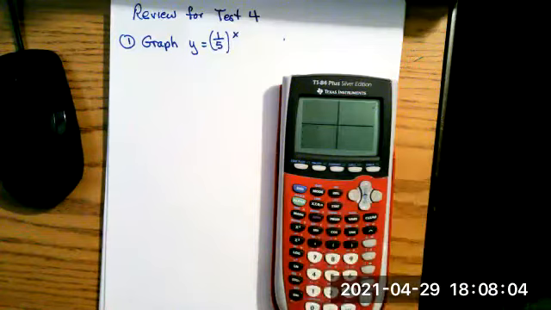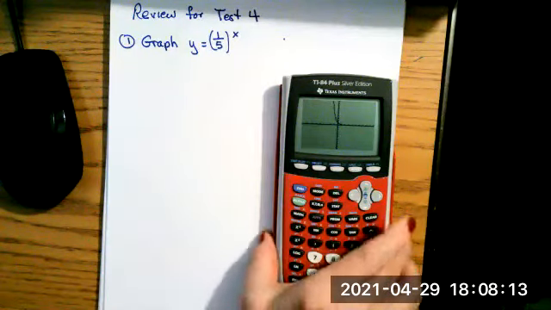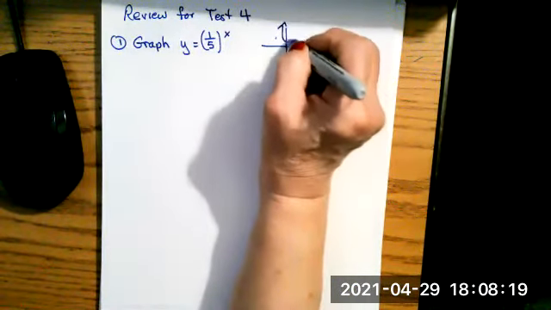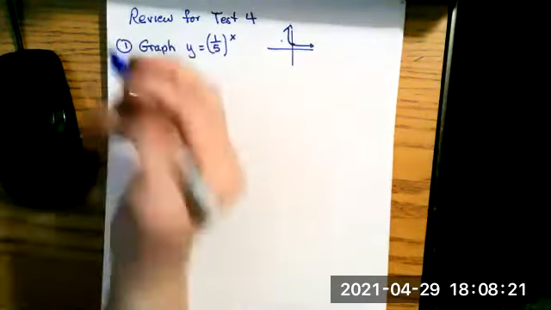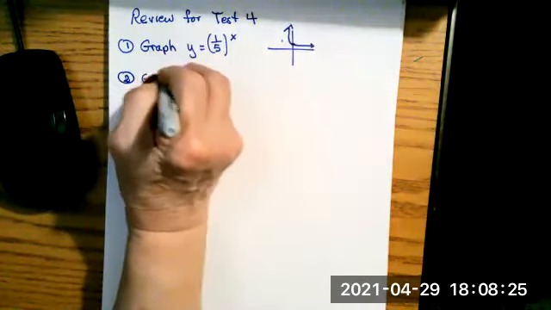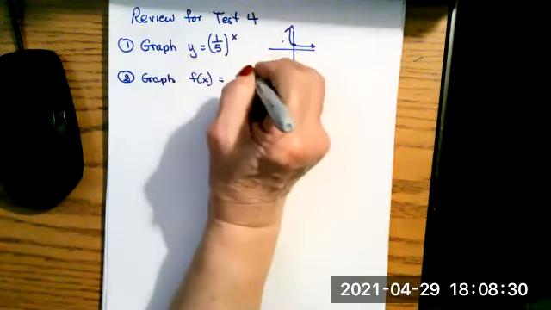And the difference is that when it's a fraction, it goes down the other way. It still goes through the 0, 1, but it goes the other direction. So that graph will look like this. Okay, don't waste time on it. It's a simple one to do. So is number 2. Graph f of x equals 2 to the x minus 1.